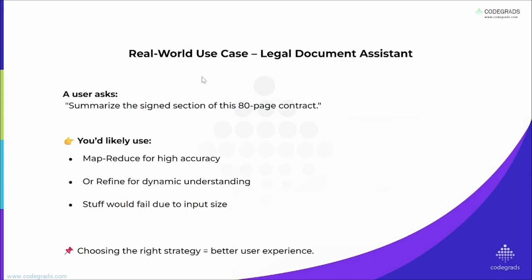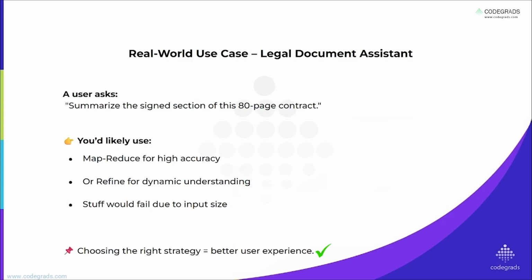Now you will see a real world use case, the legal document assistant. Whenever a user asks the app to summarize the signature section of an 80-page contract, we would likely use map reduce for higher accuracy or refine for dynamic understanding, and stuff would fail due to the input size. As the input is very large, an 80-page contract, stuff would naturally fail as it will hit the context window limit. Now, choosing the right strategy equals a better user experience.